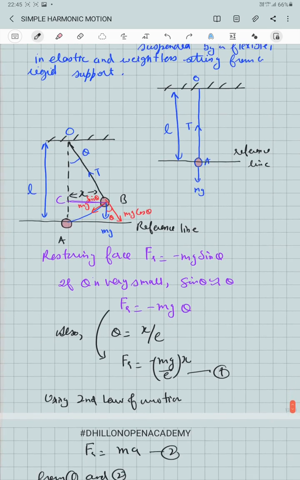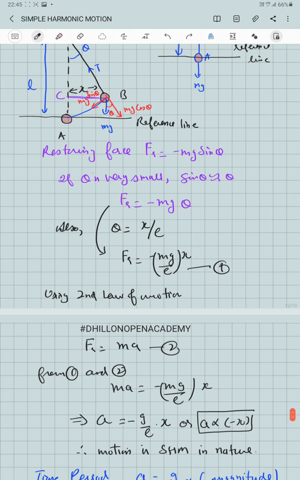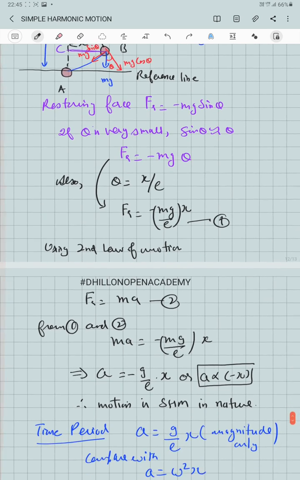Using the second law of motion, F equals ma. Comparing the two equations, the value of a is equal to minus g over L times x. As g and L are constant, a is proportional to the negative of x. This shows that the acceleration produced in the bob of the simple pendulum is directly proportional to its displacement with respect to the mean position A, but directed opposite to it. So the motion is simple harmonic in nature.